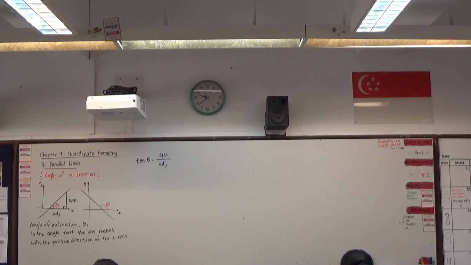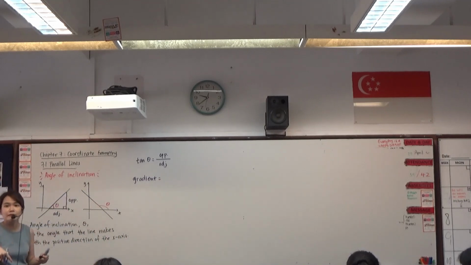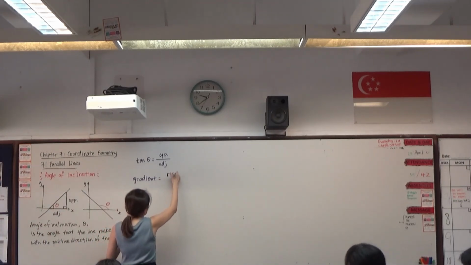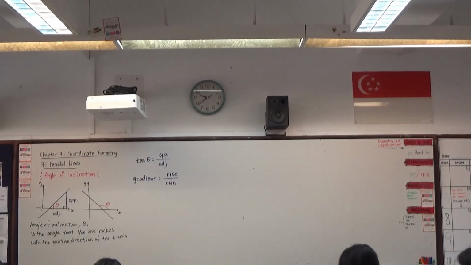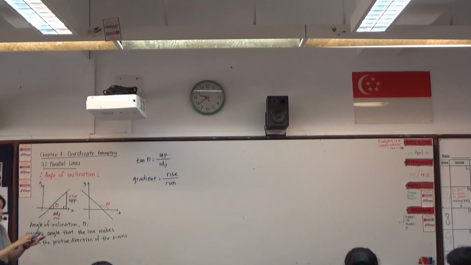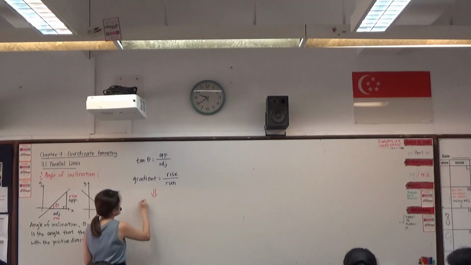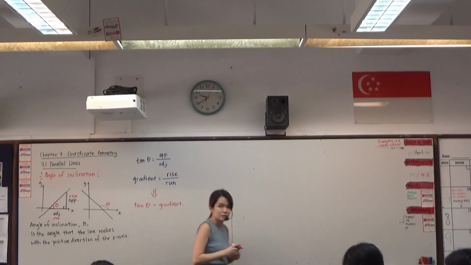Now, what is our definition of gradient? What did we just learn about gradient? Rise over run, or y2 minus y1 over x2 minus x1. But in simple terms, when we learned it in Sec 1, it's just rise over run. Referring to this right angle triangle, what is the rise actually? The rise is here, and the run is your adjacent. So what can we conclude? Tangent theta gives us the gradient.